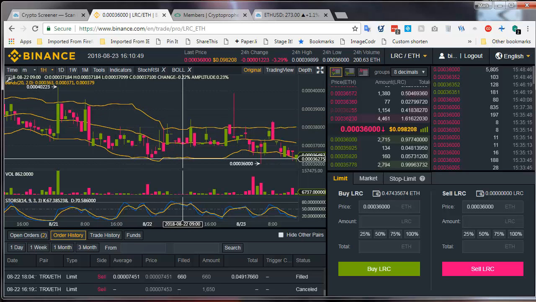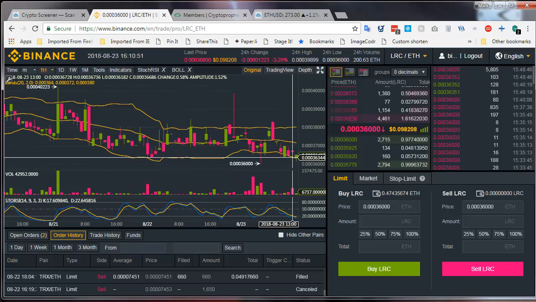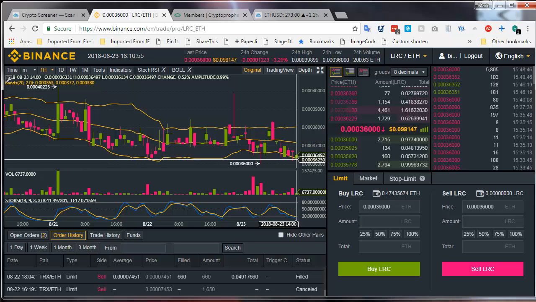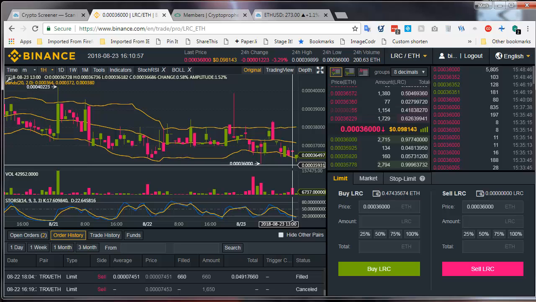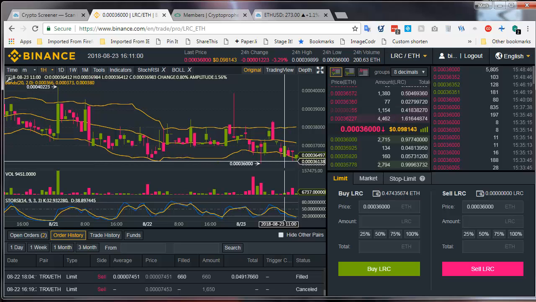I've got the Bollinger Bands on here, and here we can see that LRC is below. The price has dropped below the band. It's been down there a few times now, and the bands are starting to widen out. Is this a candidate for purchasing?